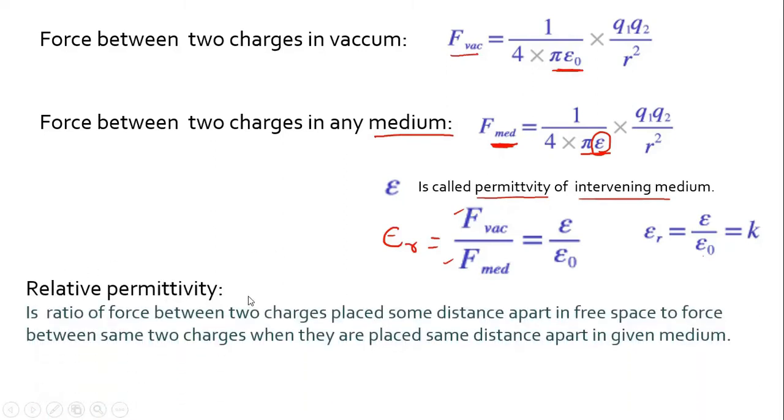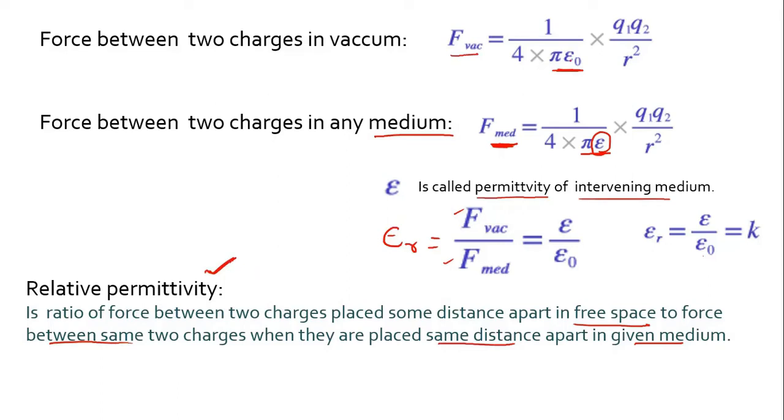So the definition of relative permittivity: it is the ratio of the force between two point charges placed some distance apart in free space to the force between the same two point charges when they are placed the same distance apart in a given medium. So it is the ratio of two forces.